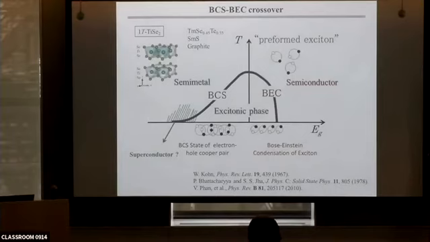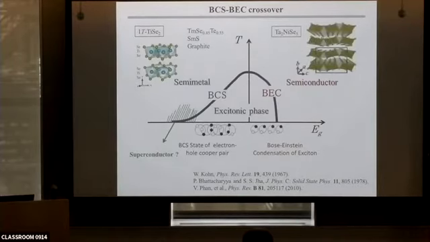Let's start from the phase diagram of the excitonic insulator. So far, almost all candidate compounds of excitonic insulators are in the BCS region. Titanium diselenide is a semimetal and is located in the BCS region, and tantalum nickel selenide is a direct-gap semiconductor in the BEC region. There is a superconducting state, a suppressed BCS state, and an excitonic state.